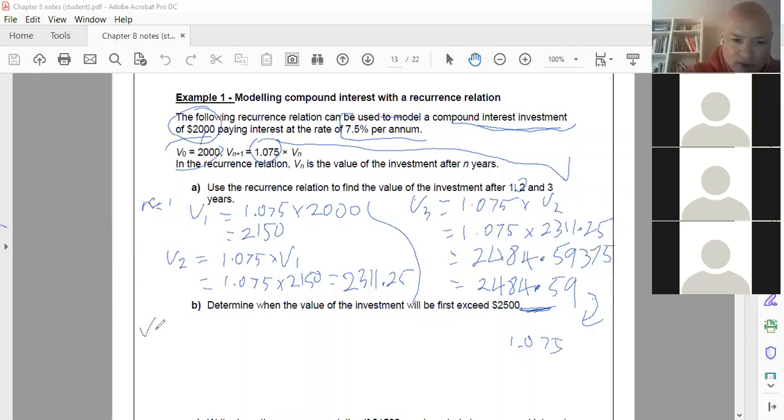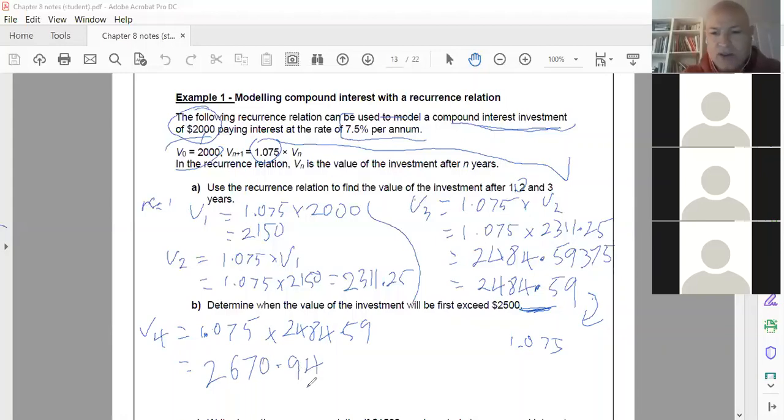So V of 4 will equal 1.075 times 2484.59. And when I do that on my calculator, times that by 1.075, it is $2,670.94 when I round it correctly. So really, I've already passed that amount. So when is it past that amount? Well, that was the third year. This is the fourth year. So the fourth year.